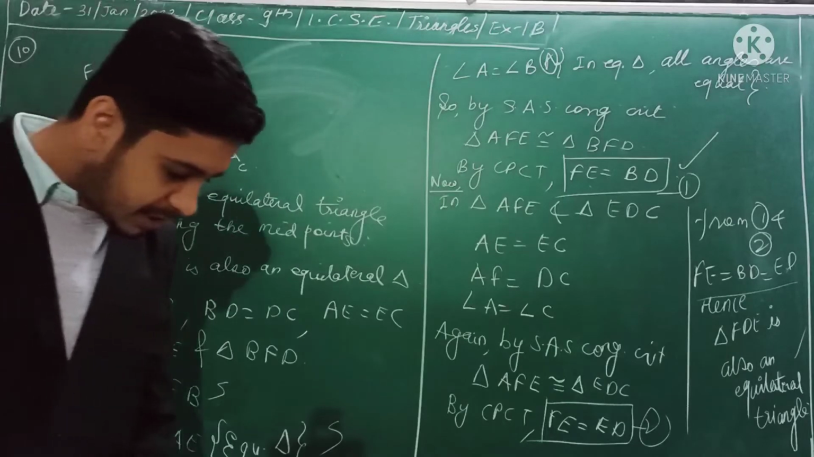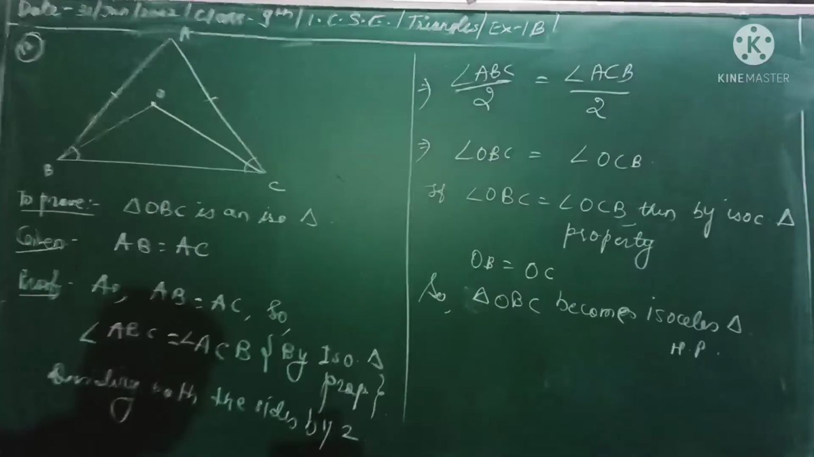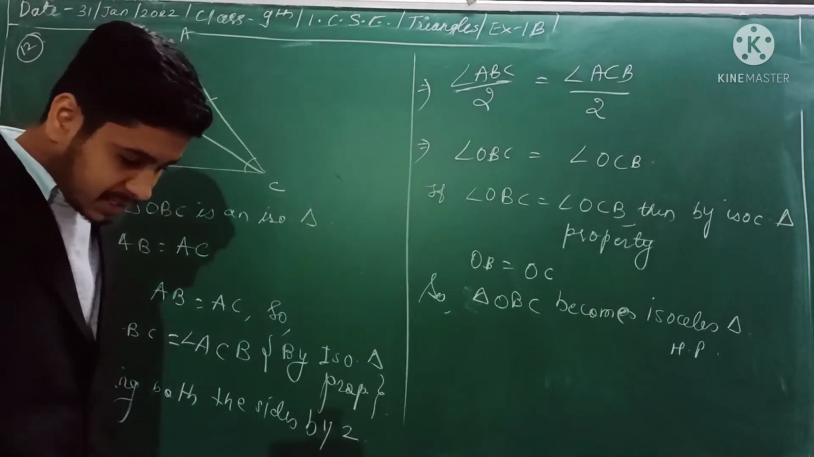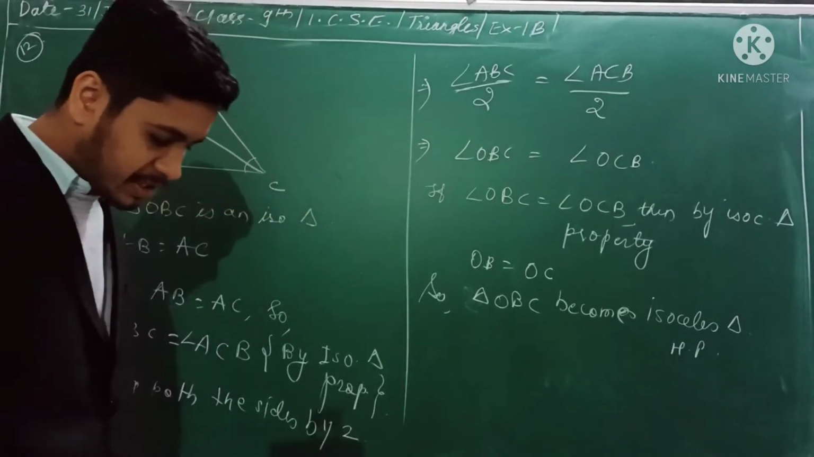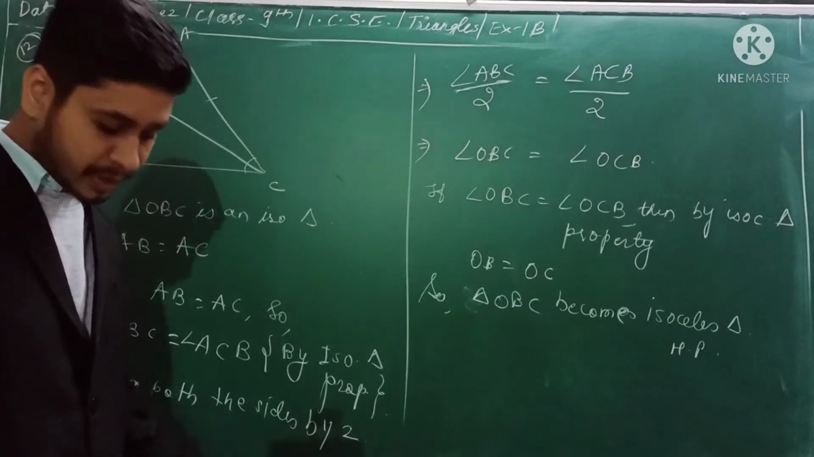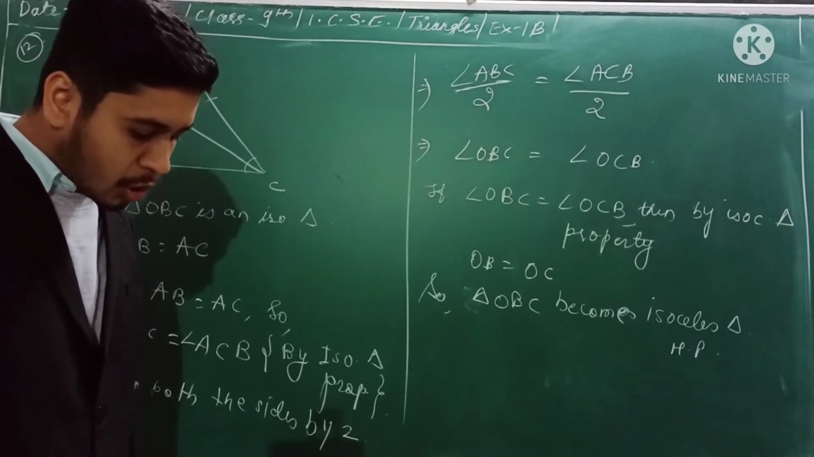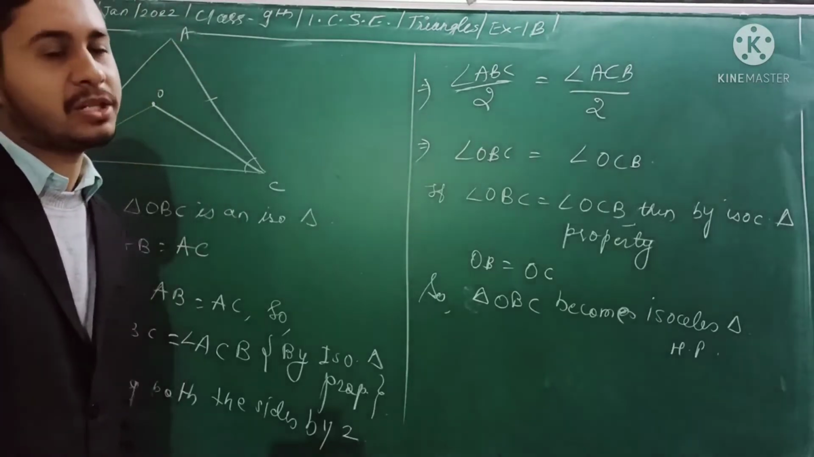Okay, let us move to the next question now. Now come to question number 12. What is given to us is that ABC is an isosceles triangle in which AB is equal to AC. The bisectors of angle ABC and angle ACD meet at O. Prove that OBC is an isosceles triangle.